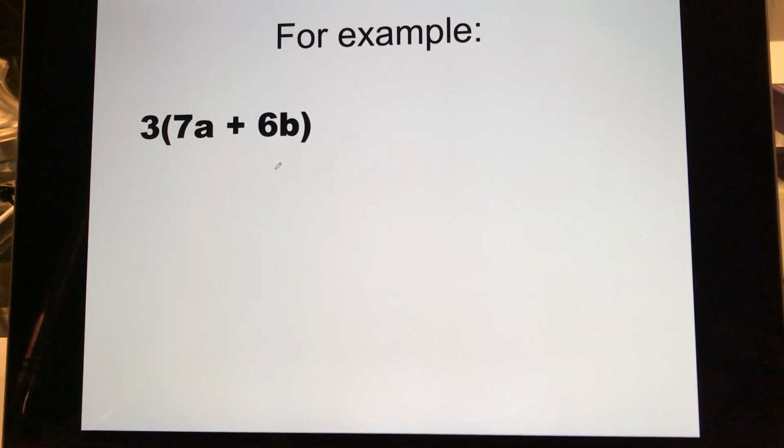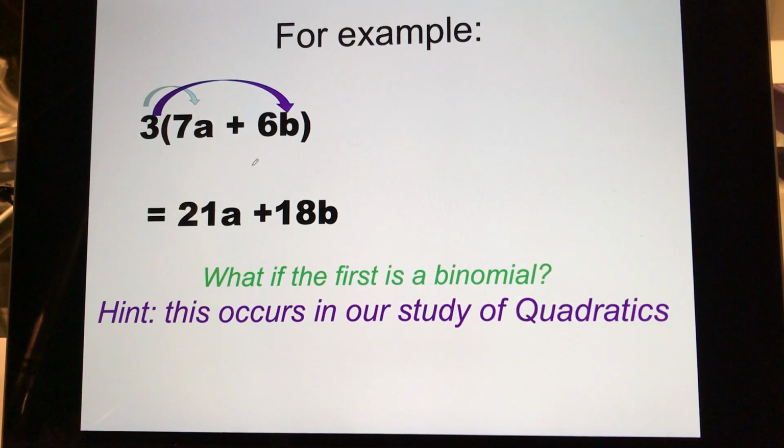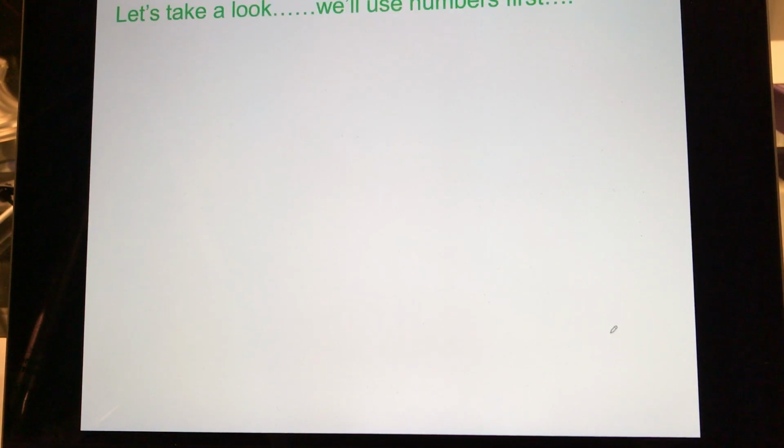Another example here, if I have a 3 out front, I can do 3 times 7a, 21a, and 3 times 6b, 18b. So the question now, of course, is what if the first thing we're multiplying by is a binomial? What if this isn't a number 3? What if this is also a binomial with brackets and two terms? And I'll give you a hint. The reason why we ask that question is because it pops up in quadratics.